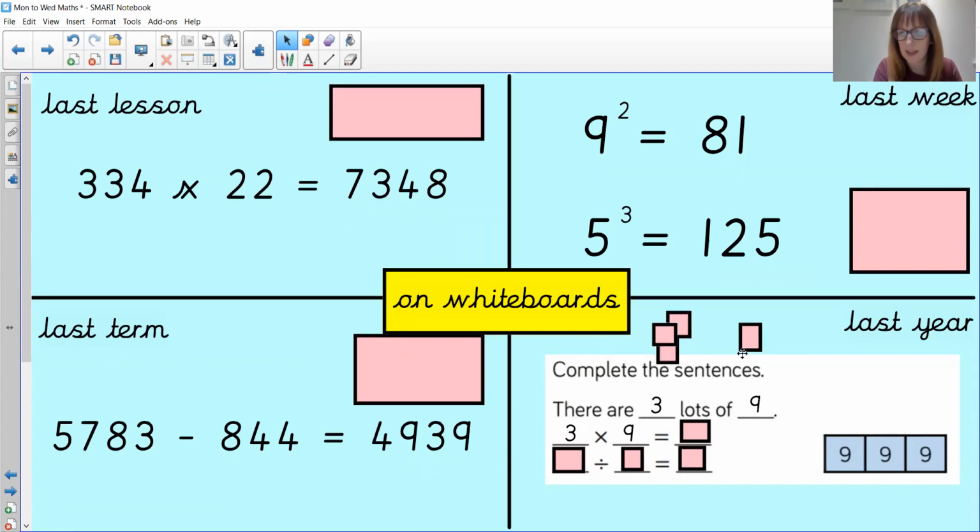And last year, so look at the picture here, there are 3 lots of 9. 3 times 9 equals 27. 27 divided by 3 equals 9. There you go. Well done if you got those correct.